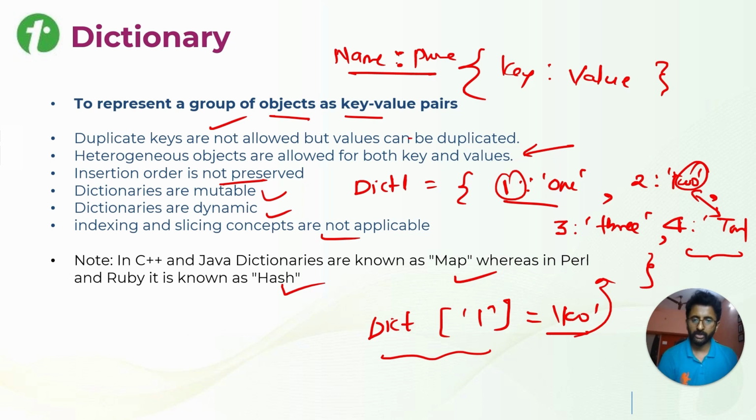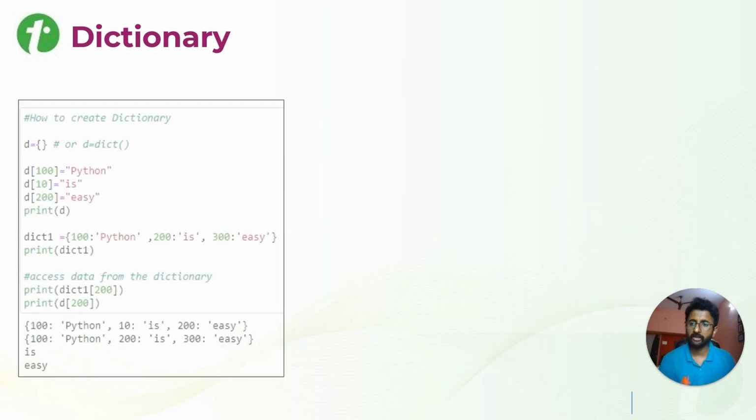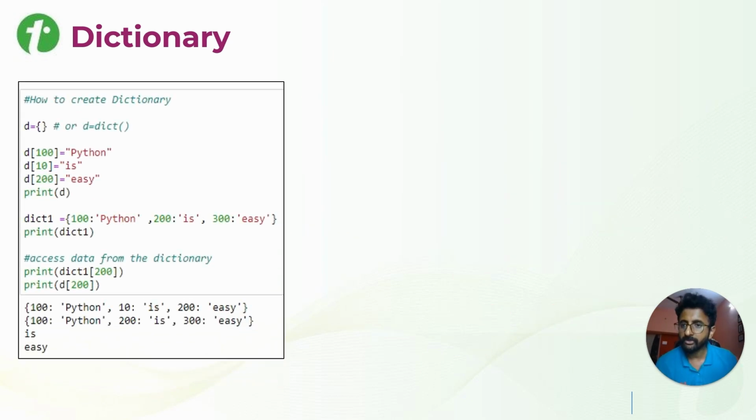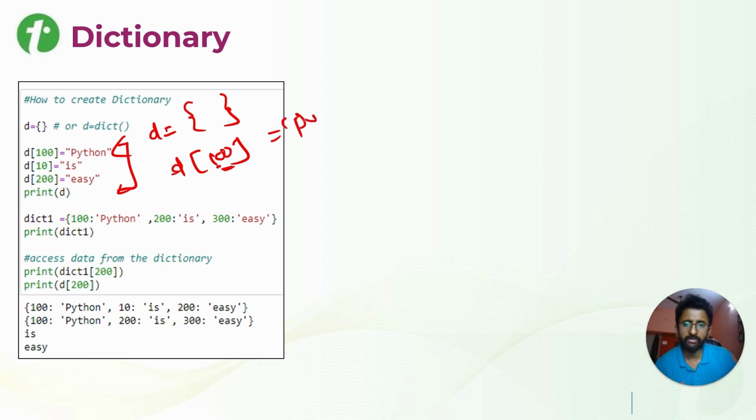This is one of the most important topics that is discussed in interviews. Now how to create them? In a similar way to what we have seen in sets, this is the definition of a dictionary. Now, for example, you are just adding values. How to add values? First one is D of 100, that is the key with the value of Python. So this is example one.